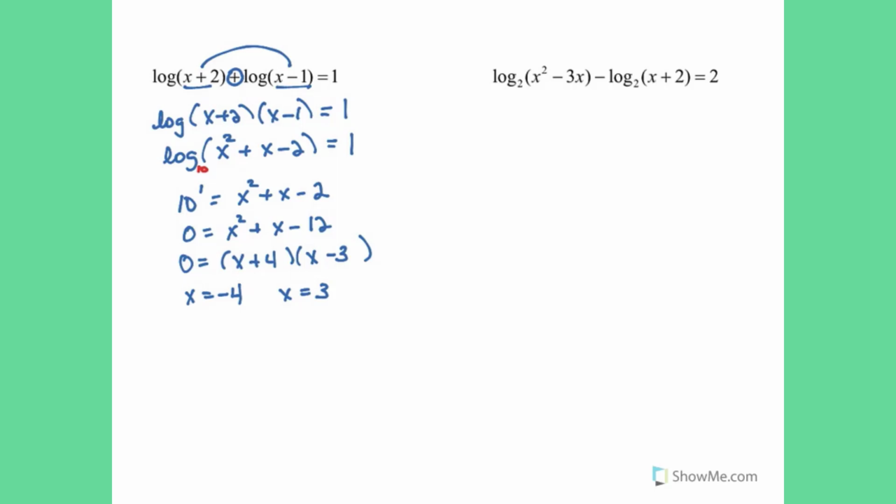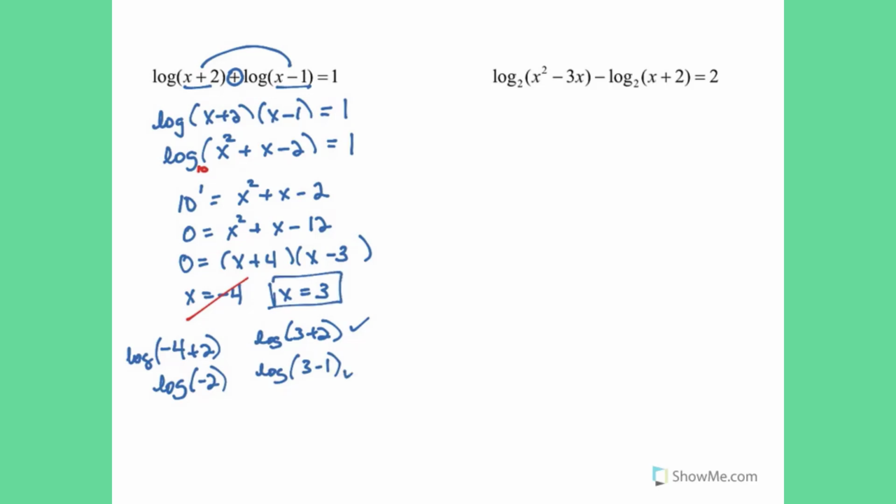So if I have x, which is negative 4, plus 2, the log of that would be the log of negative 2. You cannot take the log of something negative, so we're going to throw that out. Don't erase it, just put a mark through it. Then let's check our 3. So we have the log of 3 plus 2, which would be positive, and the log of 3 minus 1, which would also be positive. But again, just because x is negative doesn't mean you automatically throw it out. Every once in a while, that can work. It just depends on plugging back into the original equation.